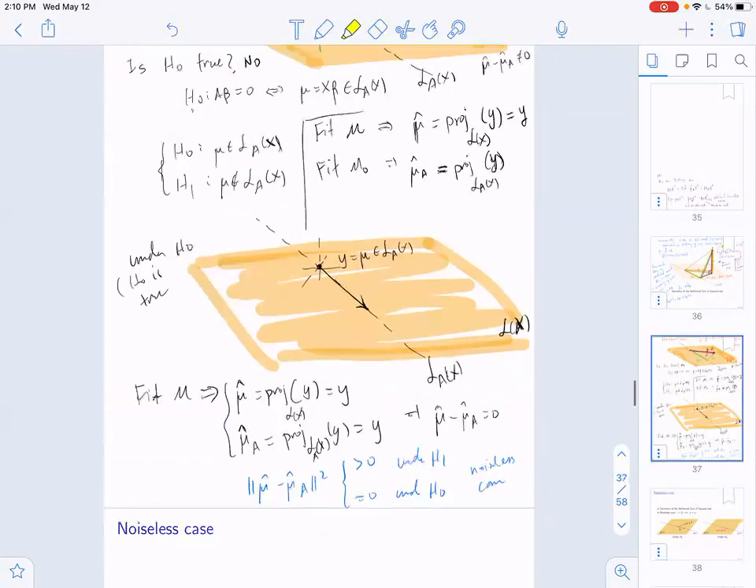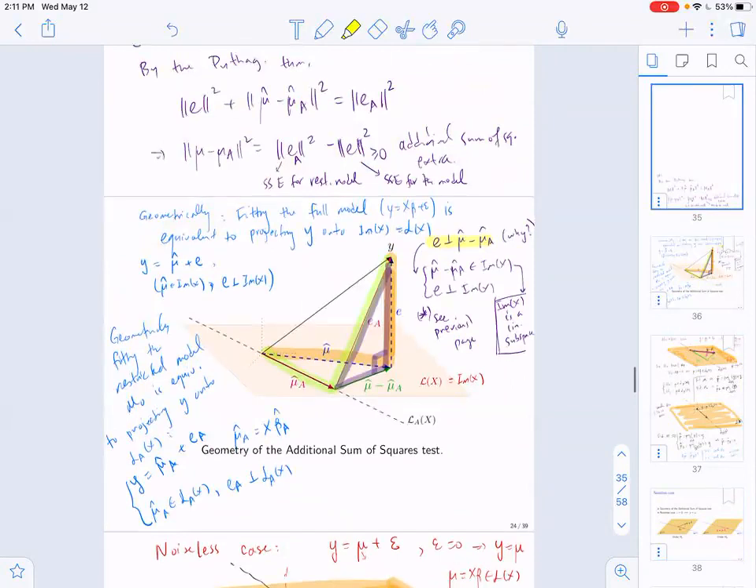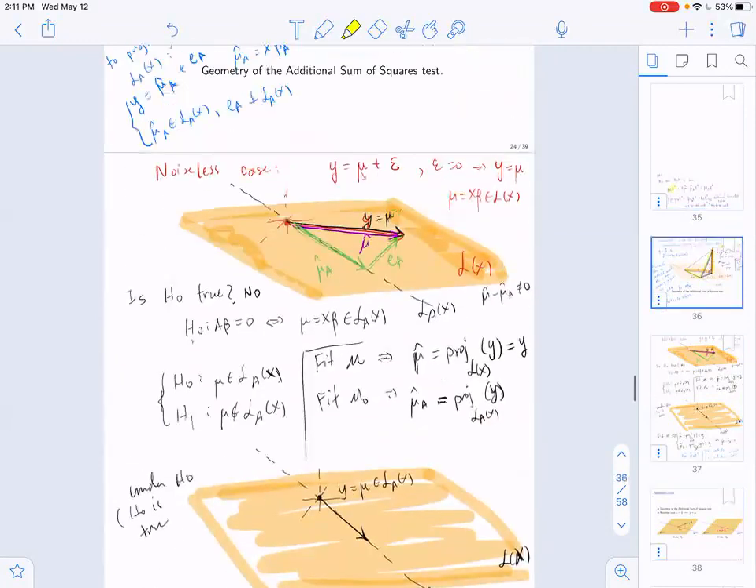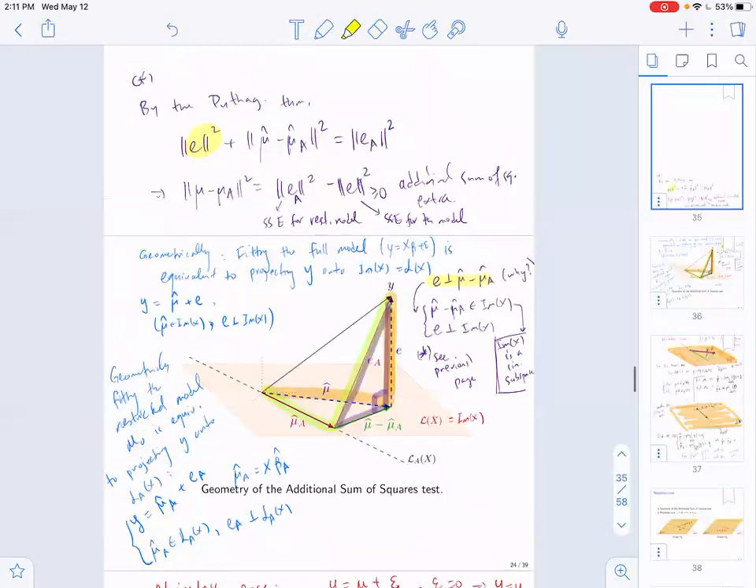And there was some sort of an alternative version that we discussed. So there's a lot of orthogonality going on in this picture. By looking at this triangle, you can see that the size of E squared plus the size of this squared is equal to the size of E_A squared. This is the residual sum of squares for the restricted model. This is the residual sum of squares for the full model. And so we can compute this additional sum of squares by the difference between the two.